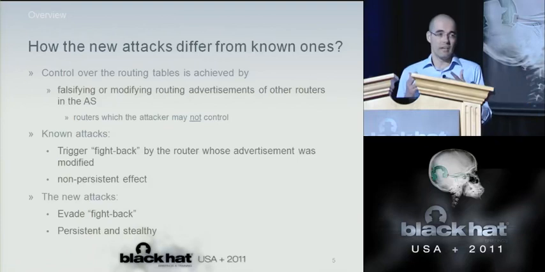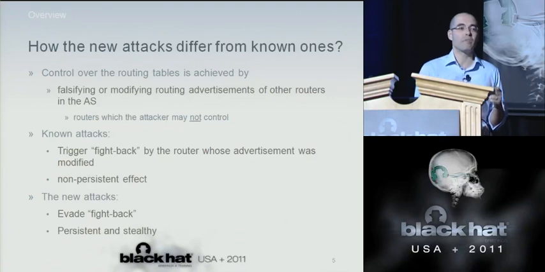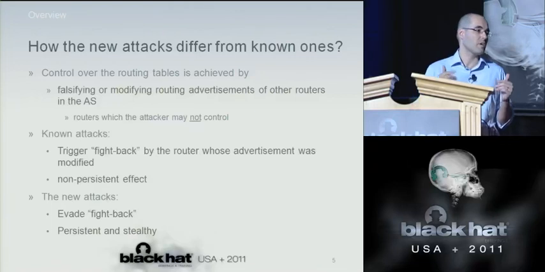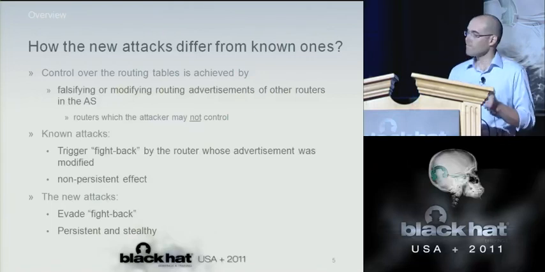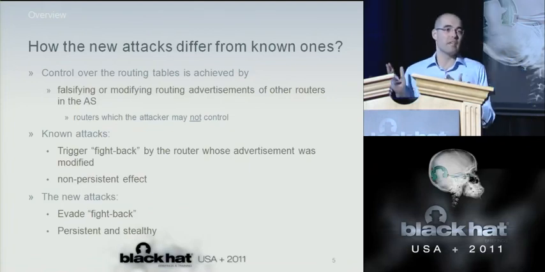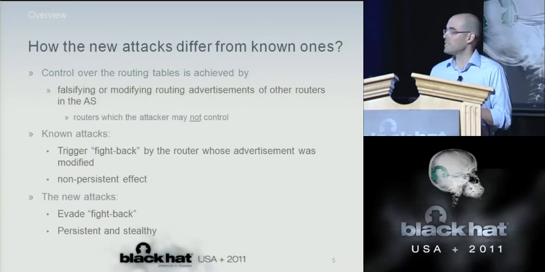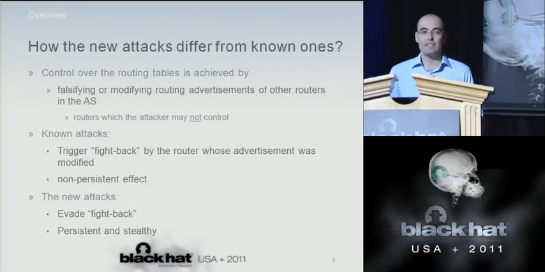This is a relatively famous mechanism in OSPF, which says that if a victim router notices that its routing advertisement has been falsified, it will immediately spit out a correcting routing advertisement which will cancel out the false one. This means that practically most known attacks that try to do this were non-persistent. The new attacks I'm going to present today evade this fightback mechanism and allow for persistent and stealthy attacks.